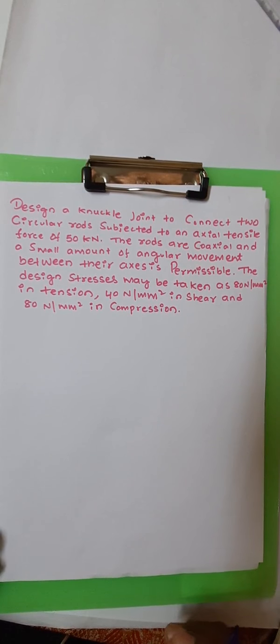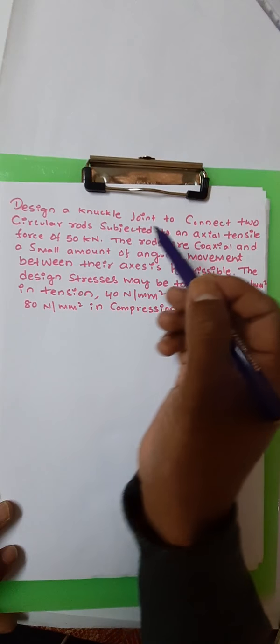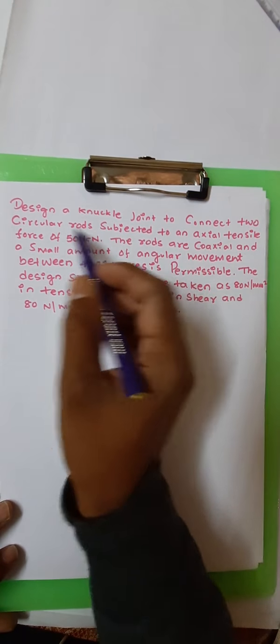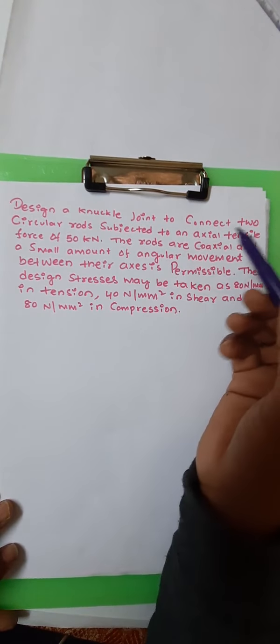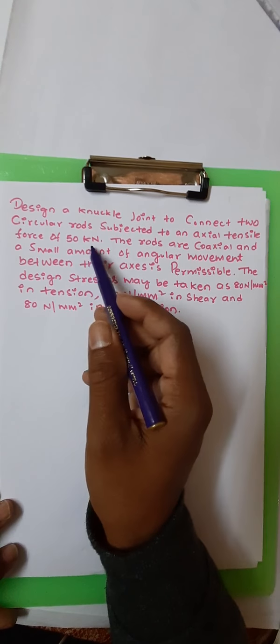Okay, in this class we will discuss some of the important problems based on the knuckle joint. In the last class also we discussed problems based on the knuckle joint. So first let us understand the given problem. The problem is: design a knuckle joint to connect two circular rods subjected to an axial tensile force of 50 kilonewton.